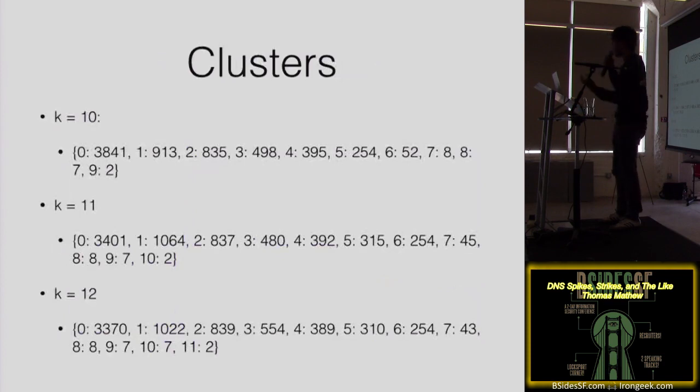So this is what happened when we ran the various sets of clusters for 10, 11, and 12. As you can see, the cluster sizes begin to drop off quite dramatically. As a result, I ended up choosing 12. I went between 11 and 12. What's interesting to note is how there are a couple of clusters that are extremely small: cluster 11 in k equals 12, cluster 10 in k equals 11.